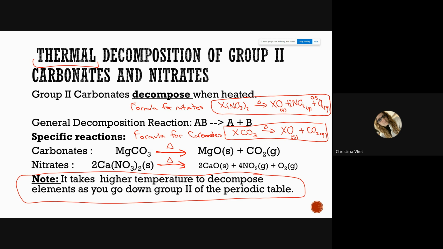So what you're going to notice in the labs that we do, if we do a thermal decomposition, we can only do it for magnesium or calcium. We will not be able to do a strontium carbonate decomposition because our burners are not hot enough to do it. It takes higher temperatures as you go down the periodic table. That's just something you've got to memorize. The reasons have to do with charge density and ion polarization, words that you don't have to know. It's in A-level study that we discuss the reasons why. So you just have to know it.